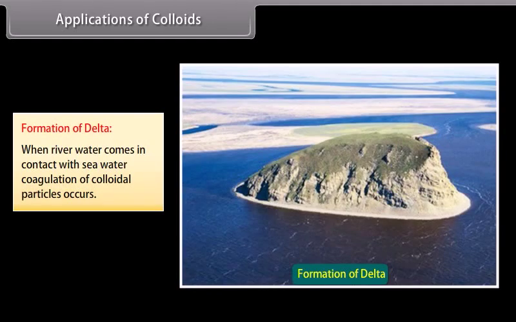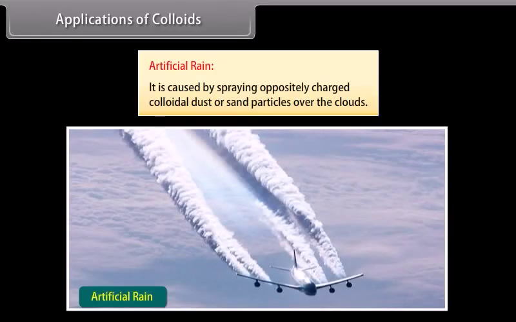Formation of delta. When river water comes in contact with seawater, coagulation of colloidal particles occurs. These coagulated clay particles settle down at the point of contact and gradually the river bed starts rising. Artificial rain. It is caused by spraying oppositely charged colloidal dust or sand particles over the clouds. The colloidal water particles of the clouds get neutralized and coagulate to bigger water drops, which cause artificial rain.